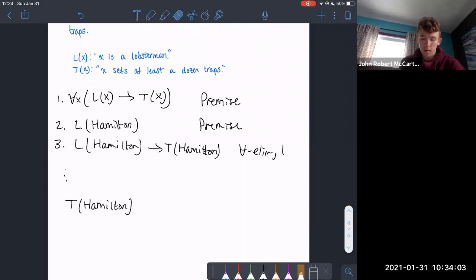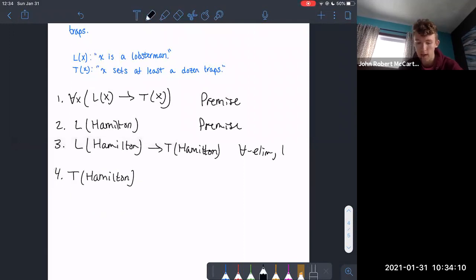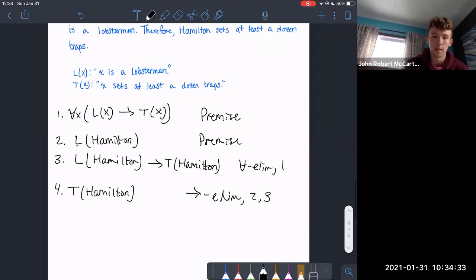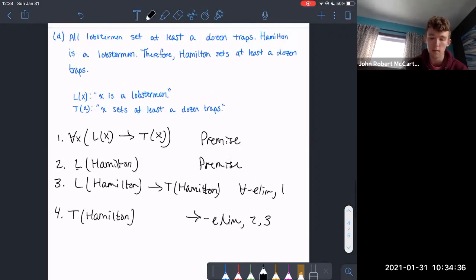Now here we can see that we have a direct application of the implication elimination. We have L of Hamilton, and we have L of Hamilton implies T of Hamilton. So with a direct application of the implication elimination on lines 2 and 3, we can conclude that T of Hamilton is true. All right, and that wraps up justifying English arguments using concepts of natural deduction.